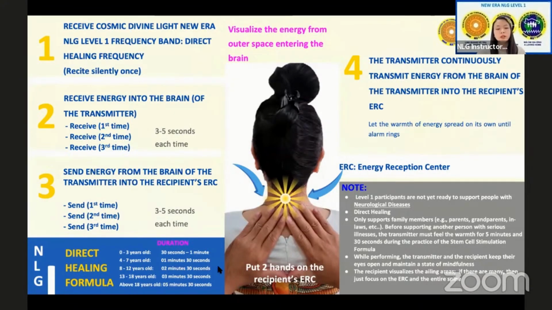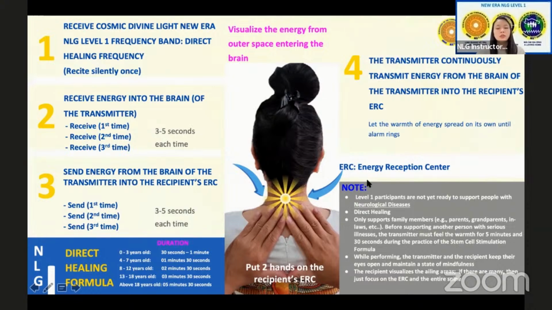The reason is because you need to put your hands on the recipient's ERC. So this is the ERC here, right? That's where it's located. And this is the hand position that you will be placing on the recipient's ERC. So basically it's like this. Okay, so this is just a demonstration for you.